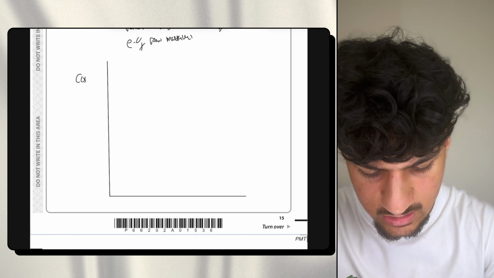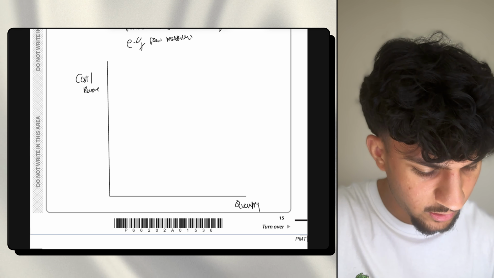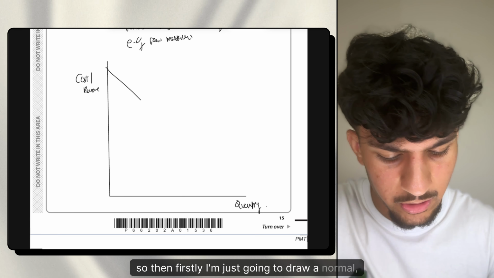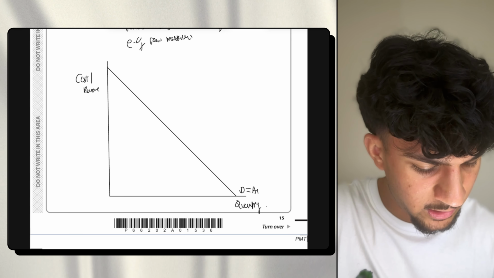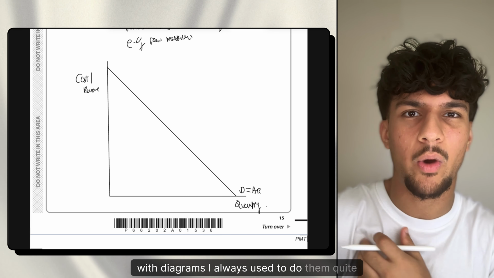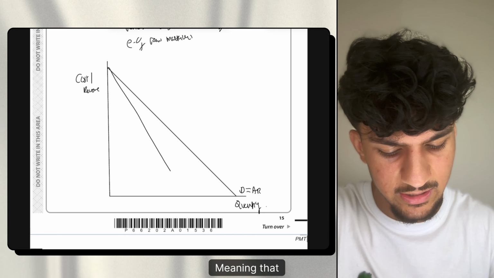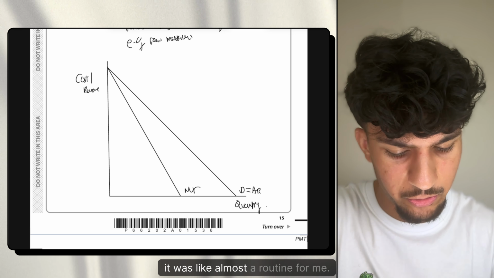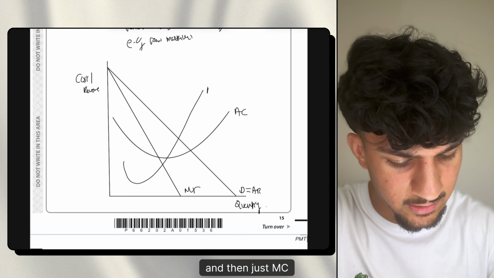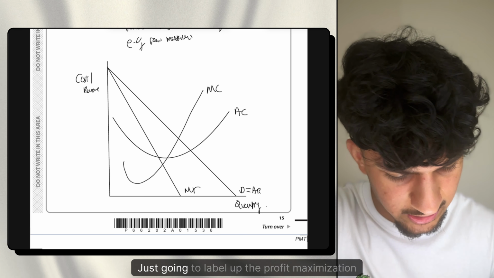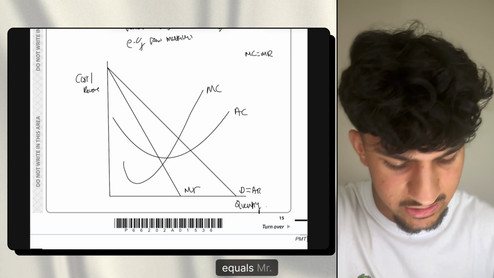So we'd have cost / revenue on here, and then quantity on our x-axis. Okay, firstly I'm just going to draw out a normal monopoly diagram, so D equals AR. By the way, with diagrams, I always used to do them quite systematically, so I'd always draw the same curves at the same time, meaning it was almost a routine for me. So this is exactly how I used to do it as well. So AC and then MC. So this is our normal diagram. Just going to label up the profit maximization point. Where is profit maximization? Where MC equals MR.